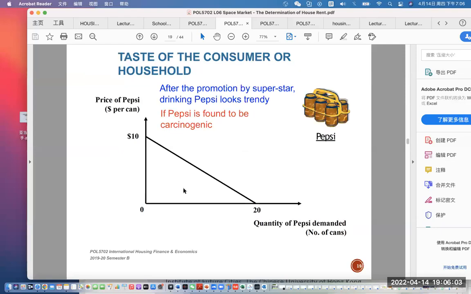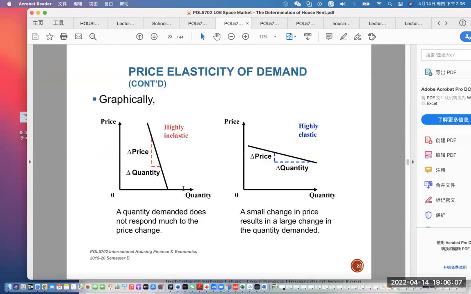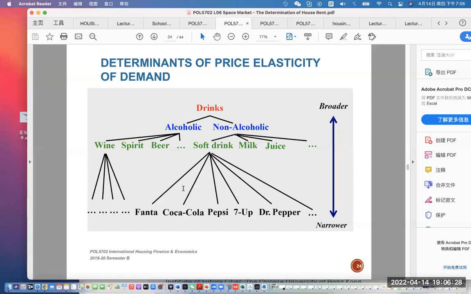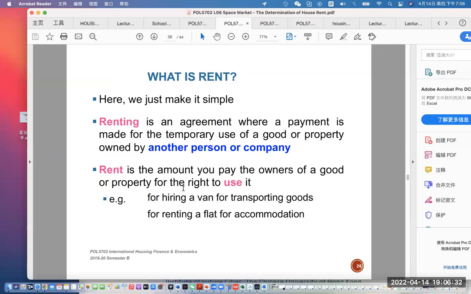And for the taste of the consumers, this also shows you the expectations and the elasticity, right? You understand what elasticity is, right? Highly elastic versus highly inelastic. Any small change in price resulting in a large change in quantity means highly elastic, right? Small changes make big changes, right? So for example, alcoholic and non-alcoholic. I don't want to go into too much detail on this.